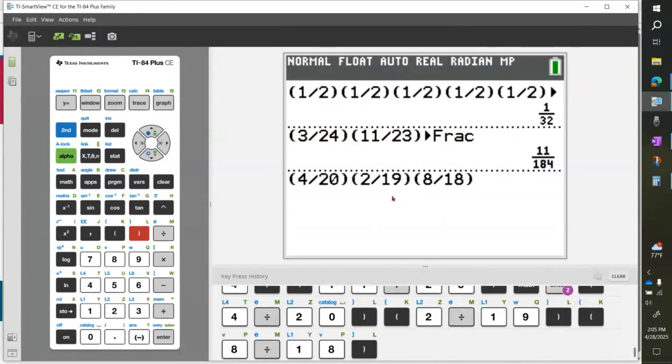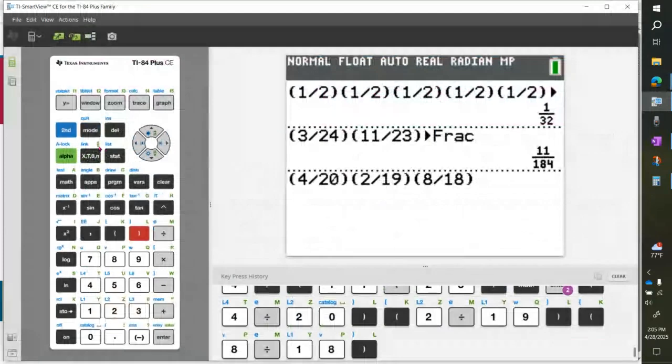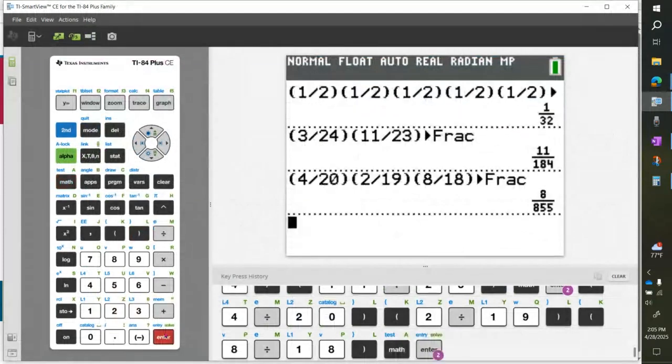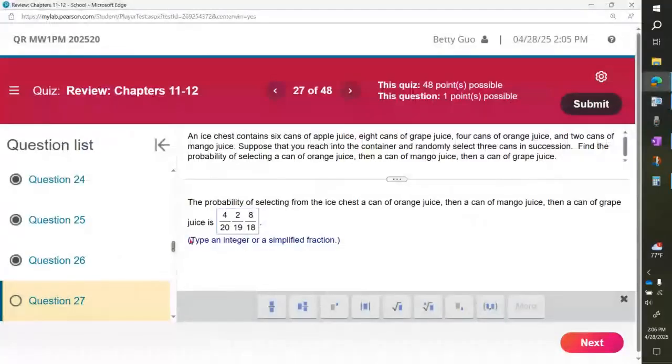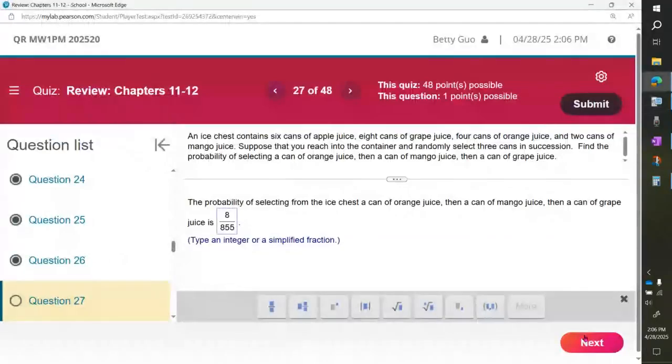Okay, double check. Look at your scratch paper. Denominators 20, 19, 18. Numerators 4, 2, 8. Multiply them together. The result is the simplified fraction 8 over 855. 8 over 855. Those are supposed to be on your scratch paper. Always double check. Okay, very good.